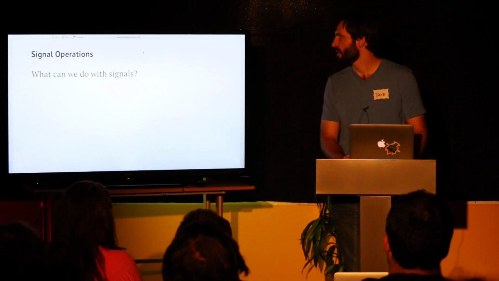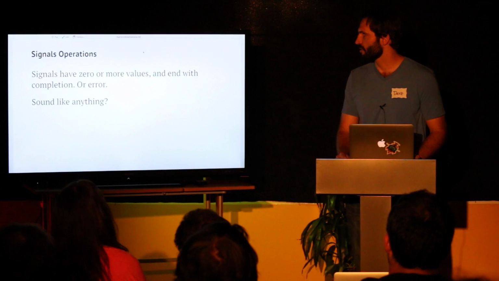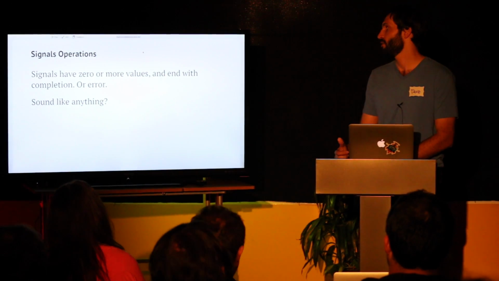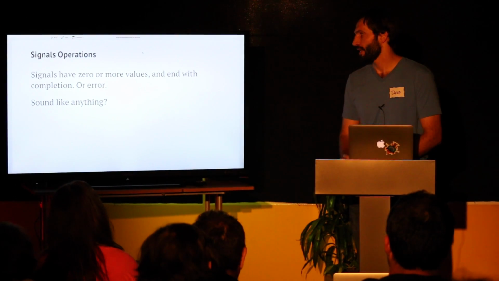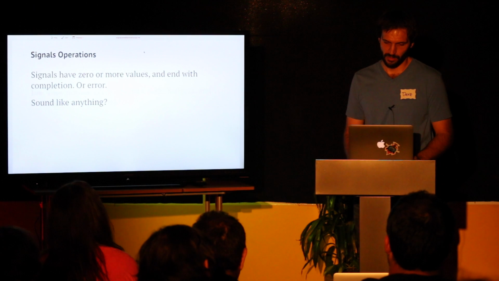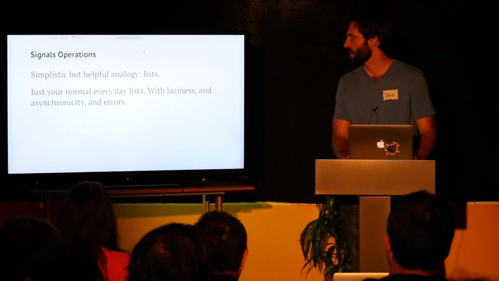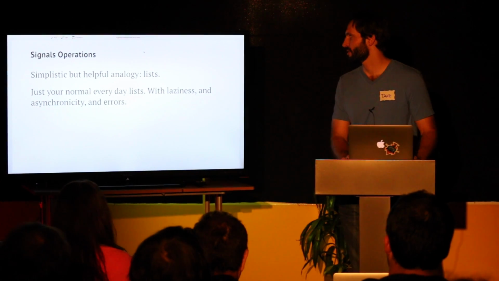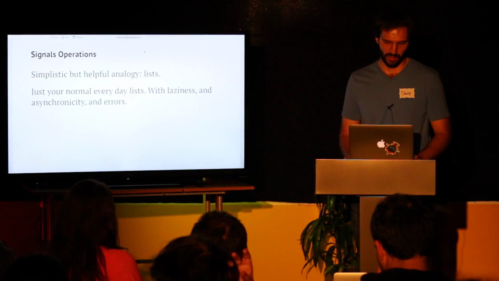So signals at the core. What can we do with signals? A signal, obviously, is a callback manager, but we can also start to look at it as a data structure. Signals have 0 or more values, and they end with completion, or they could end with error. That's kind of like a list. A list can have 0 or more values and ends with nil, something like that. But of course, these are not regular lists because they have other factors such as laziness, being asynchronous, and potentially having errors.